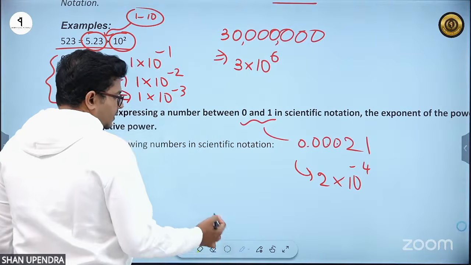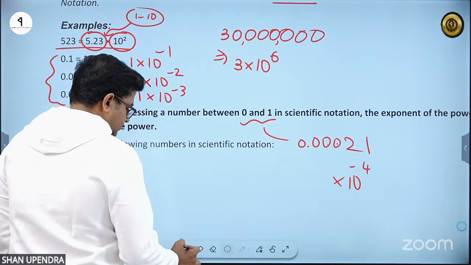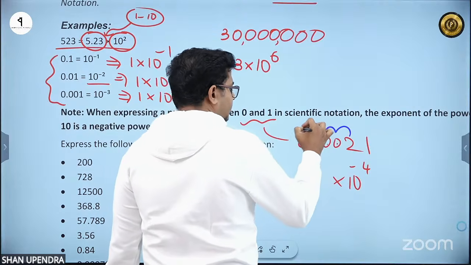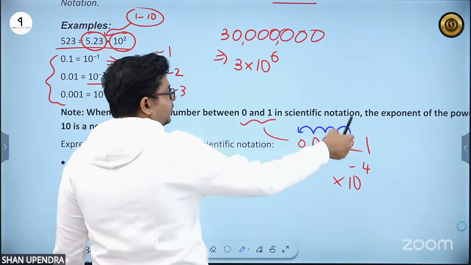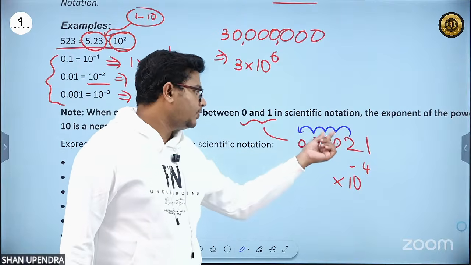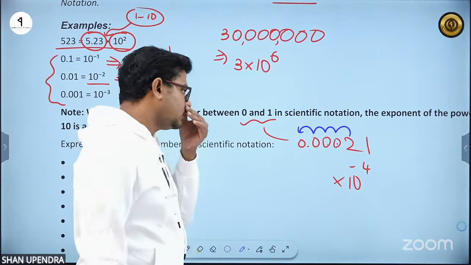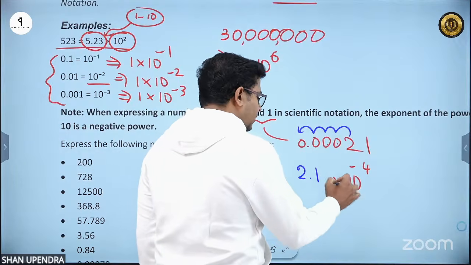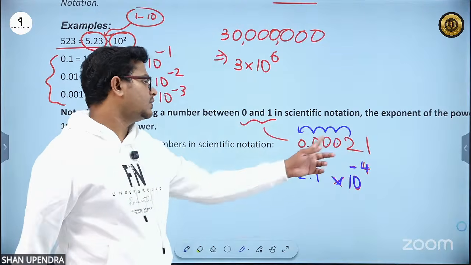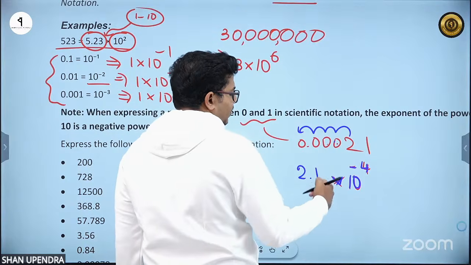So then we can represent this one in scientific form. You need to move the decimal point 4 places. So then you can have 2.1 into 10 to the minus 4. Or simply count the number of zeros in front of the 2: 1, 2, 3, 4. So you can write 2.1 into 10 to the minus 4.